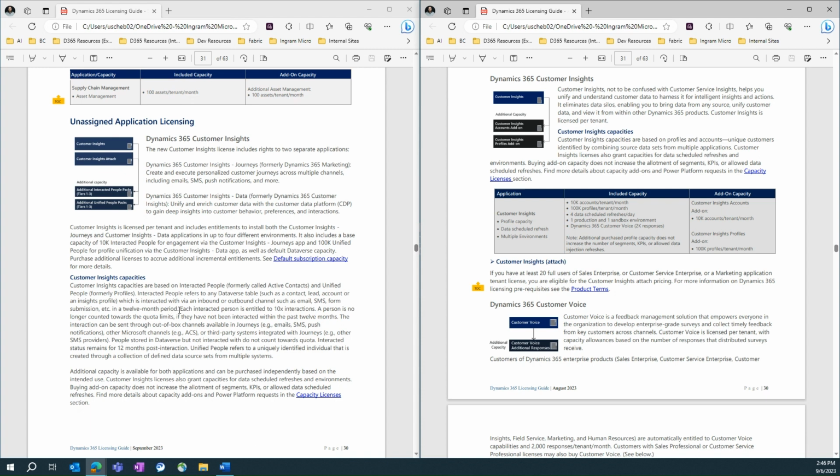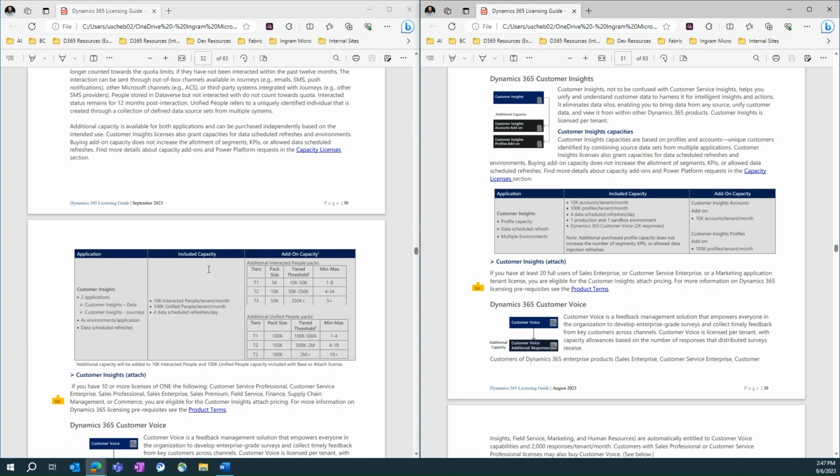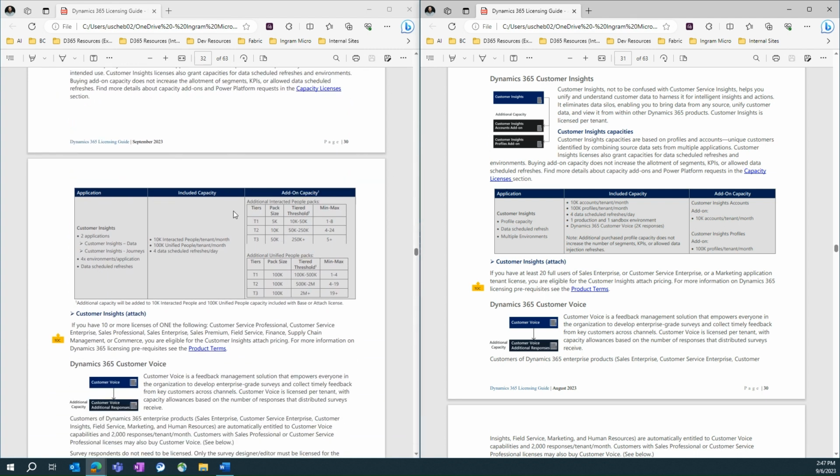Again, each person interacted is entitled to 10 times that number in interactions. You have interacted people, which was formerly active contacts, and unified people, which was formerly profiles. So that's why I have these up side by side. You can start to draw the parallel lines between what's what, and then you can purchase additional capacities based off of this. This right here is honestly the best part of it for me.